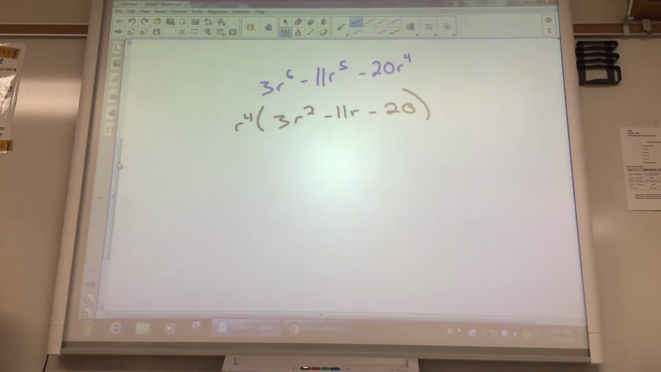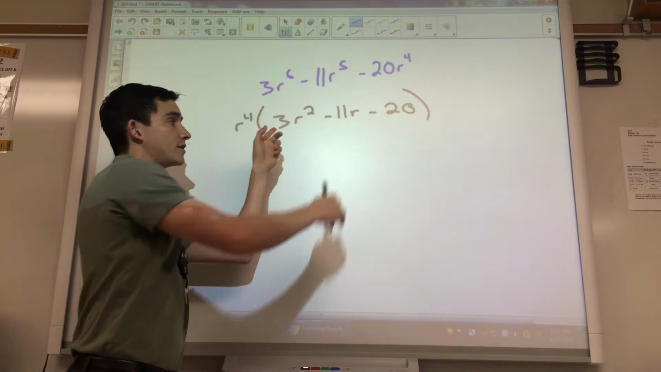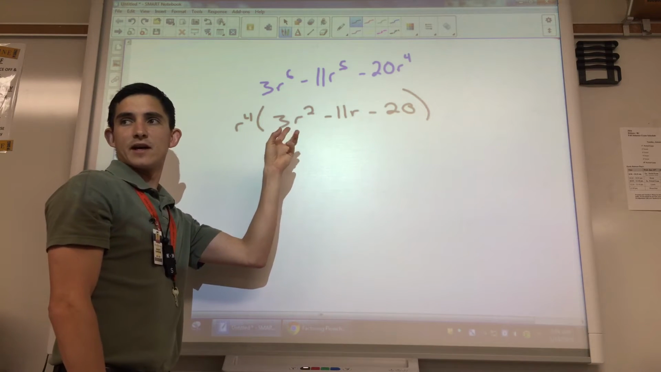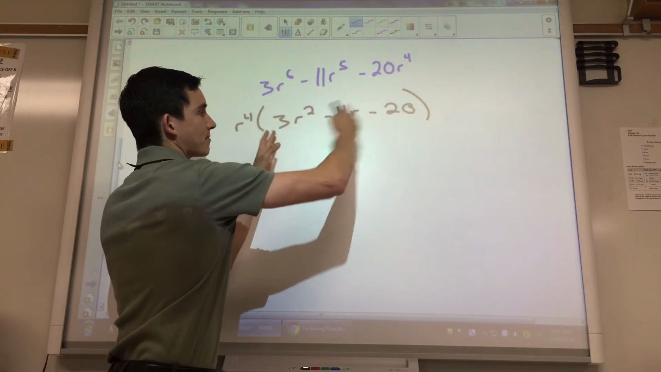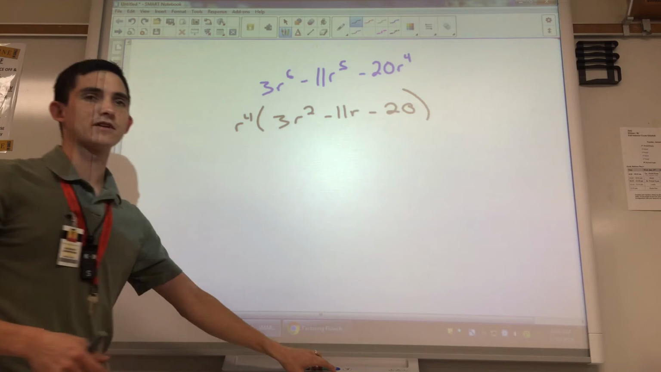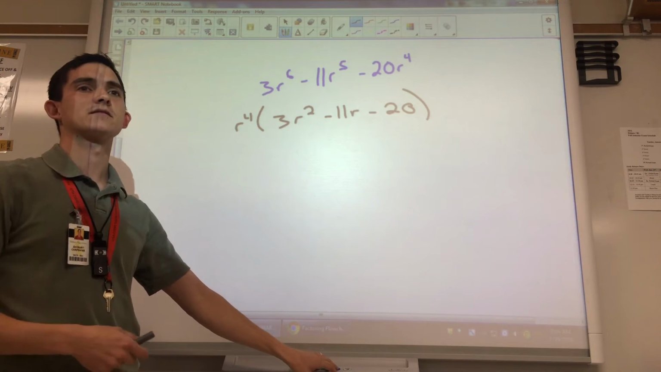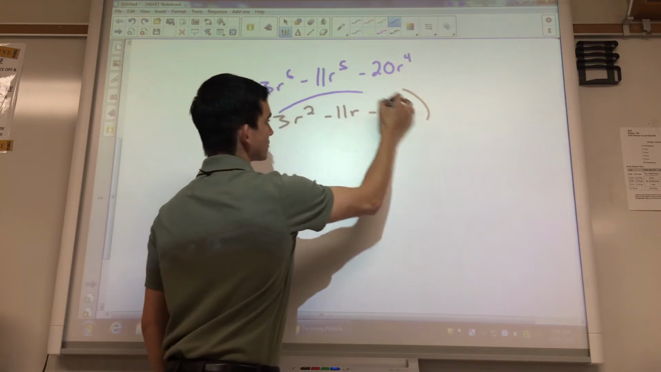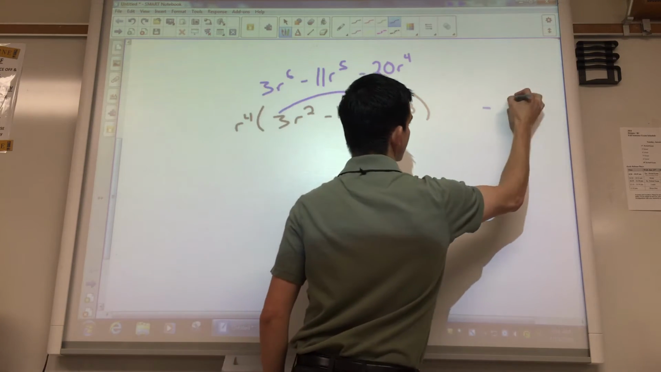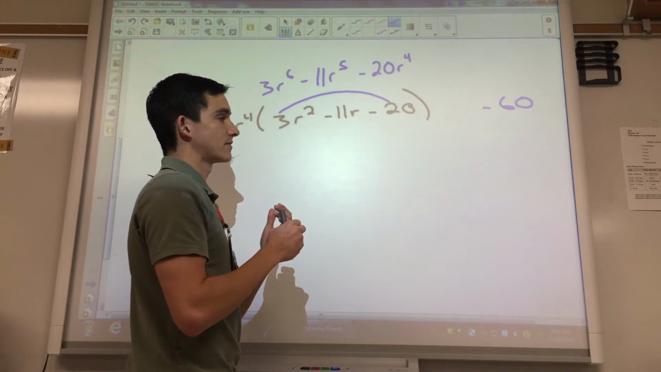The reason I wanted to do this one is because when you look at this trinomial that's left over that we still need to factor, your A value is not 1 anymore, right? It's 3. Okay. And notice they have nothing in common. So you're going to have to actually, well, let's see if anybody remembers. How do we factor this one? Go for it, Madison. Yeah, so it's A times C, so you're going to do 3 times negative 20, which is negative 60. And you're going to find factors of negative 60 that add up to negative 11.